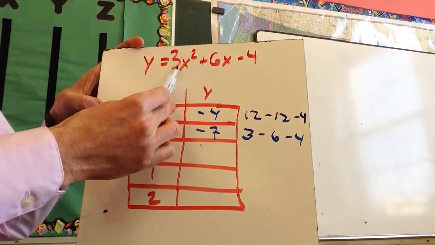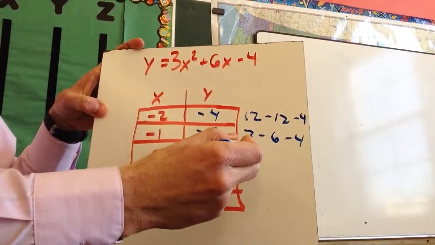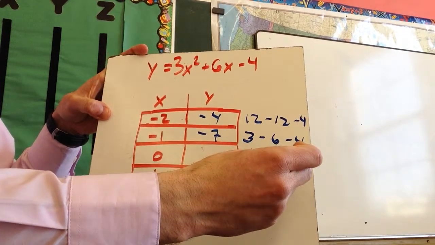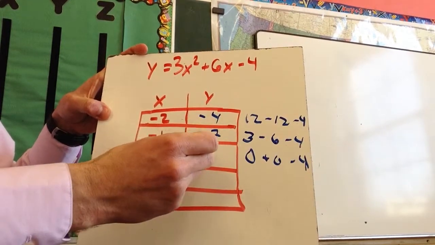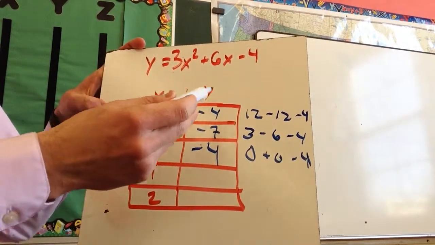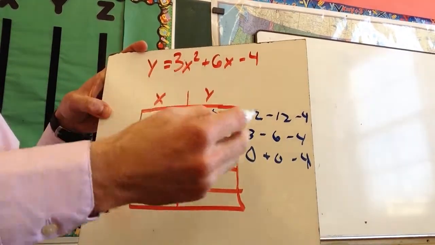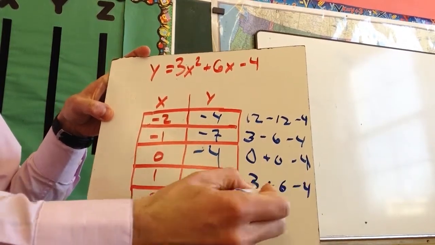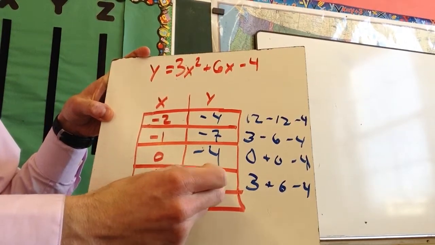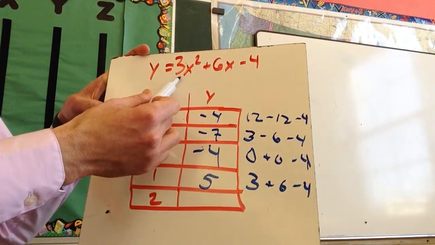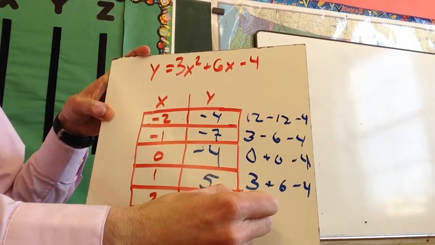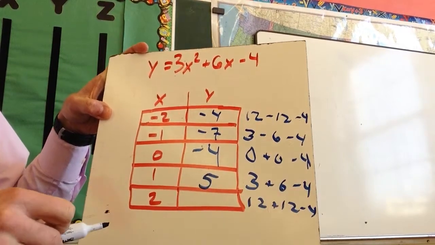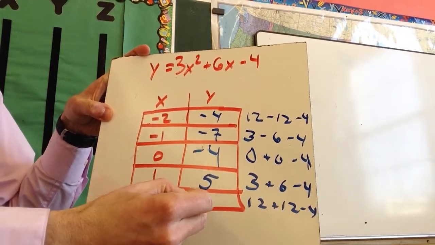Substituting 0, 0 plus 0 minus 4, so this will give me negative 4. And then 1 times 1 is 1, so 1 times 3 becomes 3, plus 6 minus 4, so this is 9 minus 4, so this is 5. And then 2 times 2 is 4, times 3, this is 12, plus 6 times 2, which is 12, minus 4, so this is 24 minus 4, and this is 20.